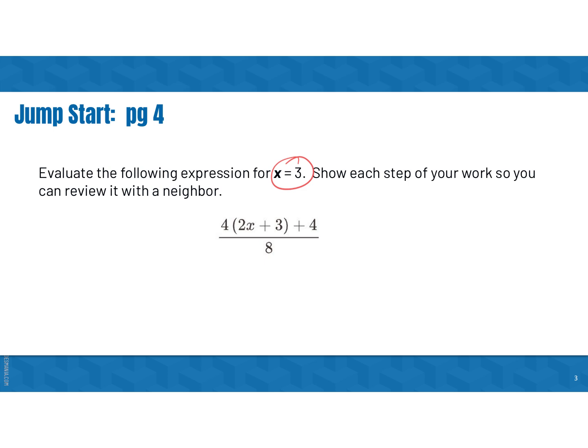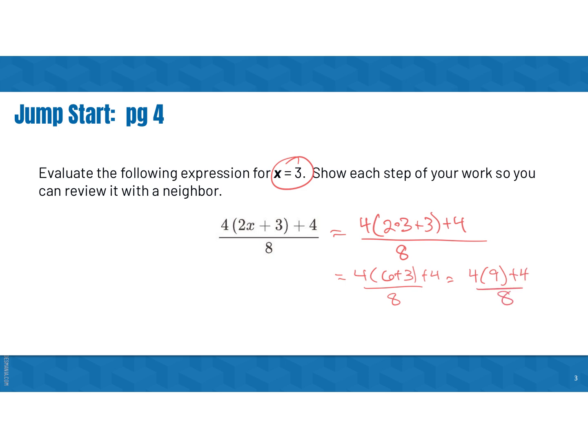All right, so where x is, we're going to put in 3. So we're going to say 4 times (2 times 3 plus 3), and then plus 4, all over 8. Let's go through this. 2 times 3 is 6. So we have 4 times (6 plus 3), plus 4, still all over 8. 6 plus 3 is 9, plus 4, all over 8.